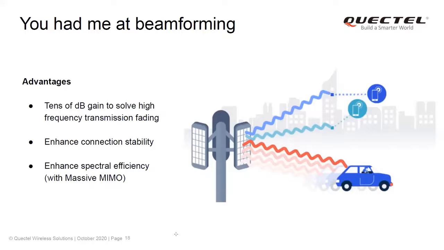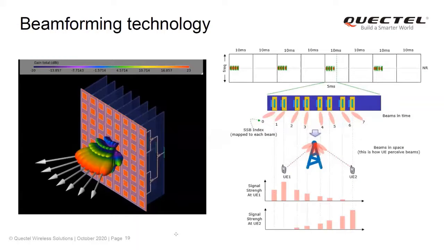Advantages of beamforming: it solves transmission fading issues. You don't radiate a signal in all directions, but radiate it in a specified direction. So the gain to the receiver is usable, it's high. It enhances the connection stability and the spectrum efficiency using massive multiple input, multiple output applications. Let's see this more clearly in detail.